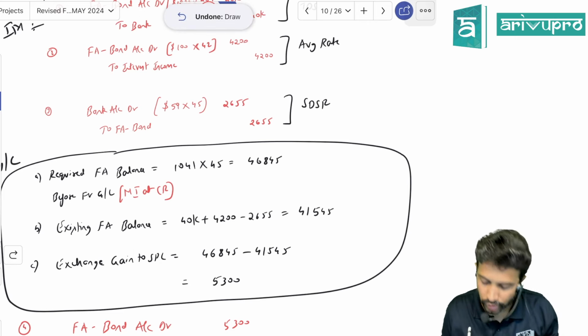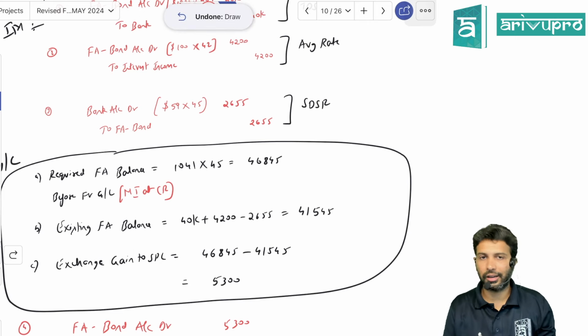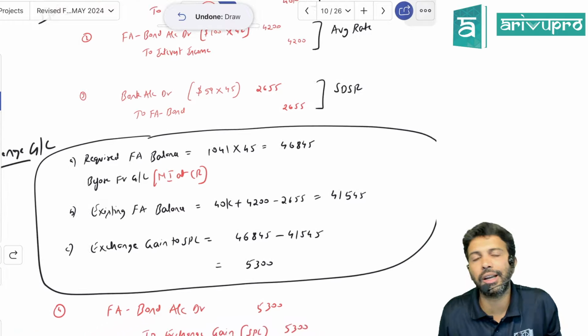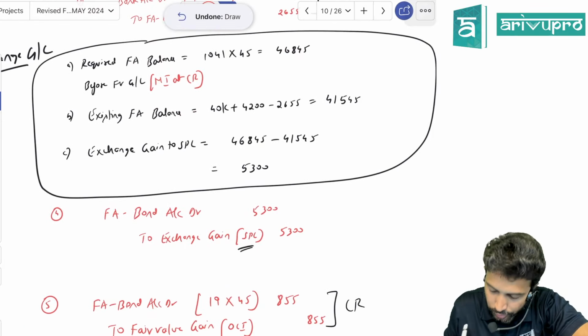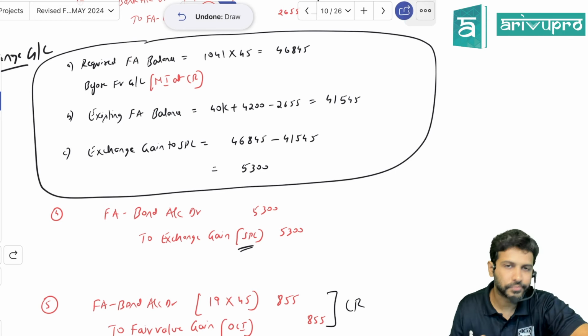It will be transferred to SPL. How much is that? 5,300. The bond value has to increase. So the journal entry will be financial asset bond account debit to exchange gain, and this exchange gain goes to SPL, which is 5,300. Okay, done. Ends the matter.